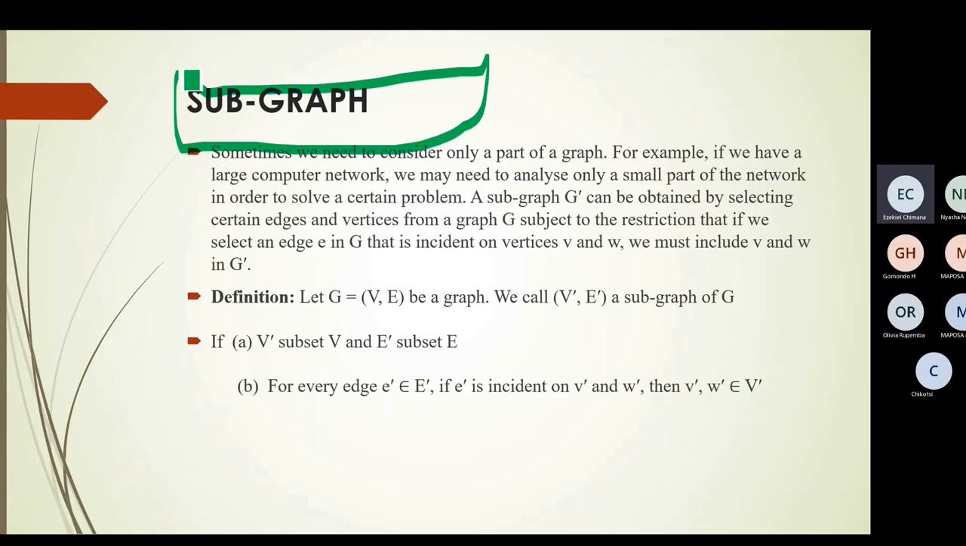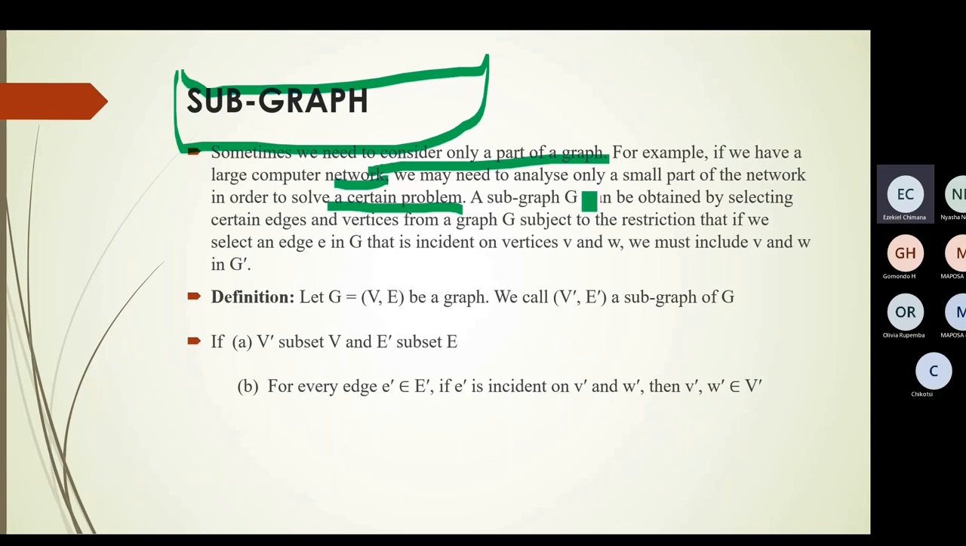So this is just the terminology that we use in graph theory, as well as the types of graphs that we have, so that when you actually dive deep into graph theory, we will not run into problems of not knowing what a subgraph is, what a cycle is, what a loop is, or something like that. Sometimes we need to consider only a part of a graph, right? For example, if we have a large computer network, we may need to analyze only a small part of the network in order to solve a certain problem.